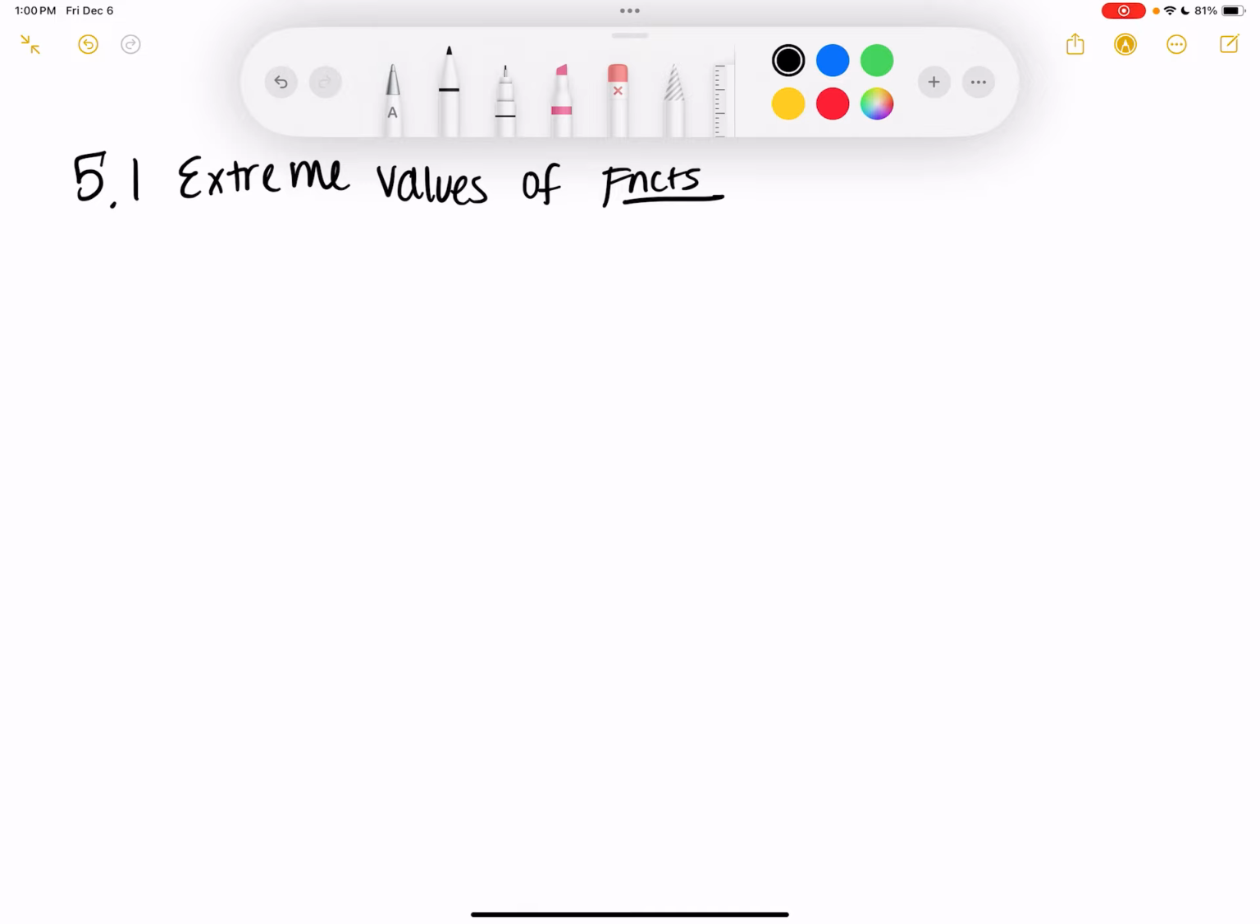Virginia. Alright. The first thing is absolute or global extreme values.